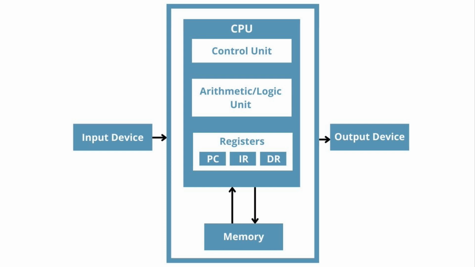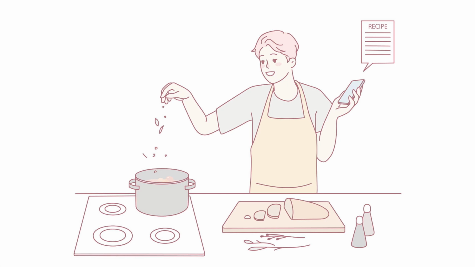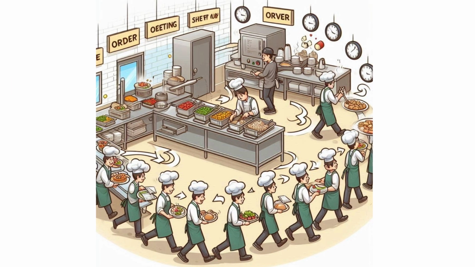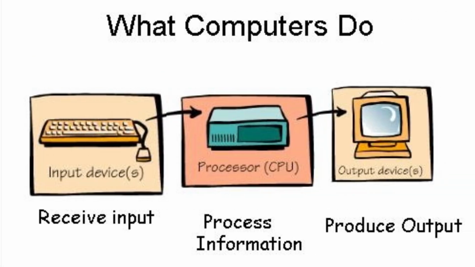Let's understand this with a real-world analogy. Think of the CPU like a chef in a kitchen. The chef reads a recipe, which is like fetching instructions. Then the chef understands what needs to be done, which is decoding. Finally, the chef prepares the dish, which is execution. In the same way, the CPU reads instructions, understands them, and performs actions.